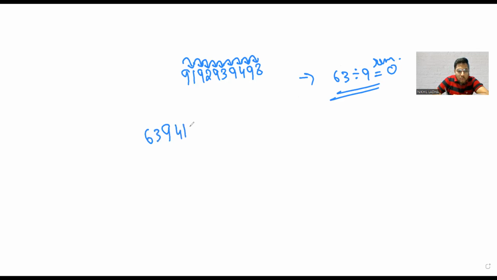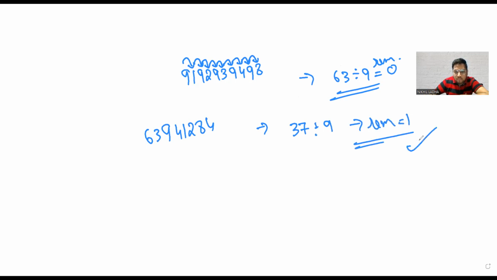639412 84. So 6 plus 3, 9, 9 plus 9, 18, 18 plus 4, 22, 23, 24, 25, 33, 37. So when 37 is divided by 9, the remainder will be coming as 1. You can check it by yourself. You will be getting the same remainder.